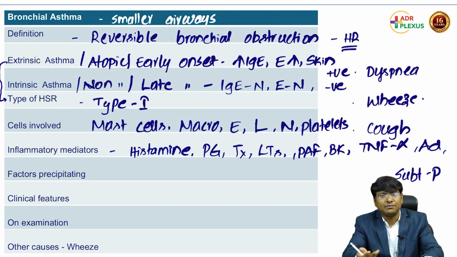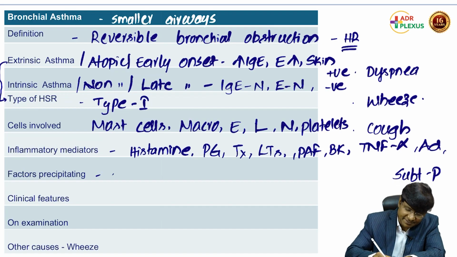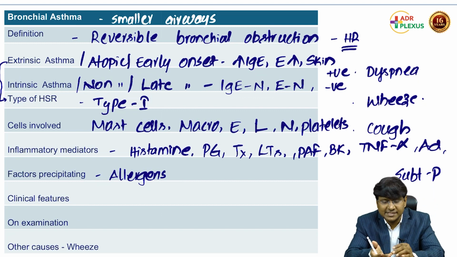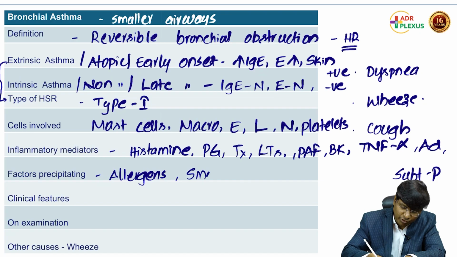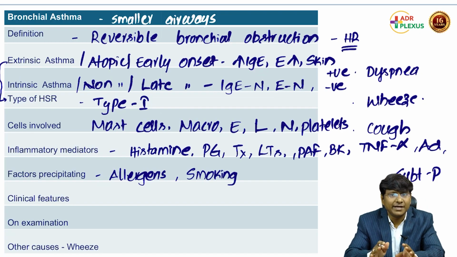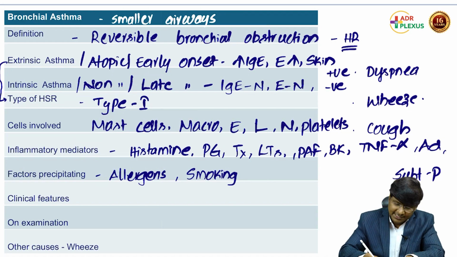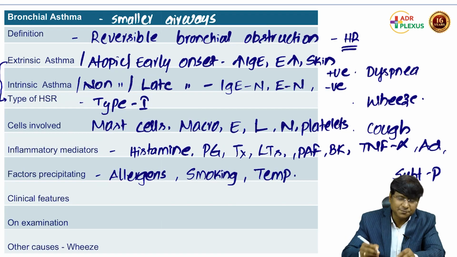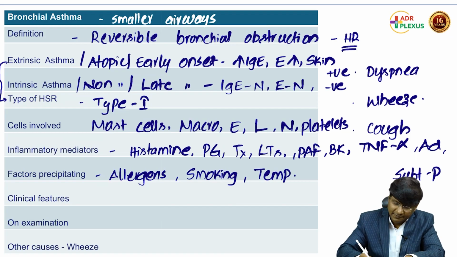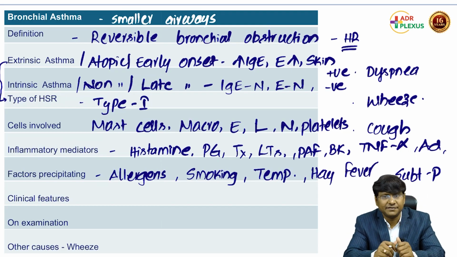Then what are the factors that will precipitate the asthma? The factors that will precipitate the asthma include the allergens, such as food, pollen, mold and dust mites. These are the allergens. Then next important is smoking, right, so smoking and exposure to perfumes or sprays. Then temperature variation, exposure to extreme cold. Next, hay fever, and infections, both bacterial as well as viral infections.